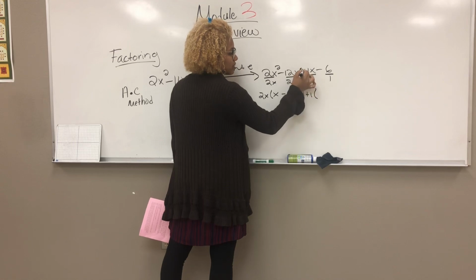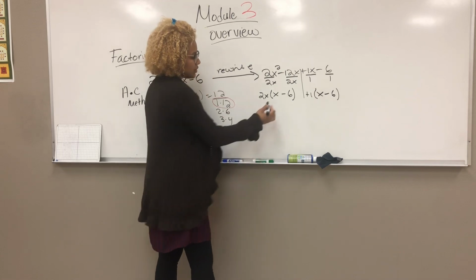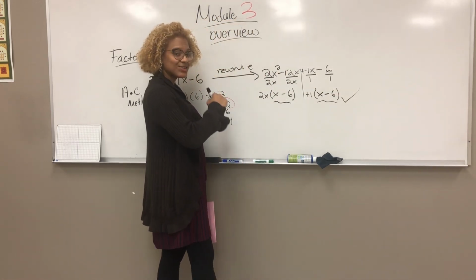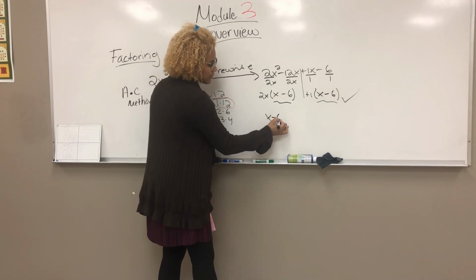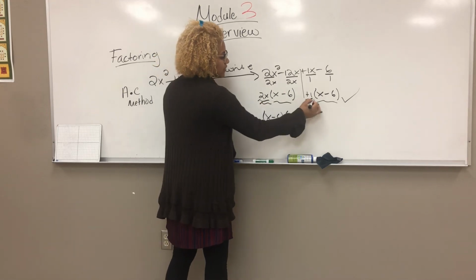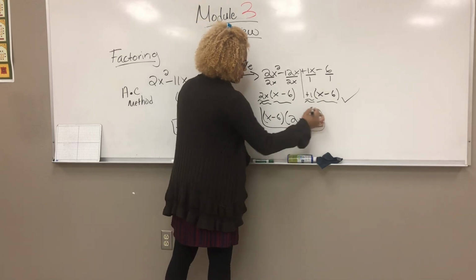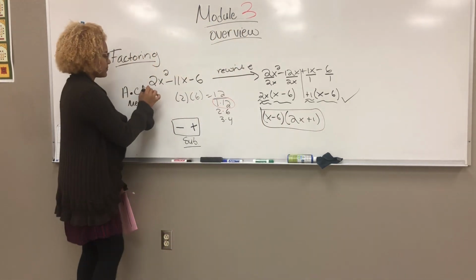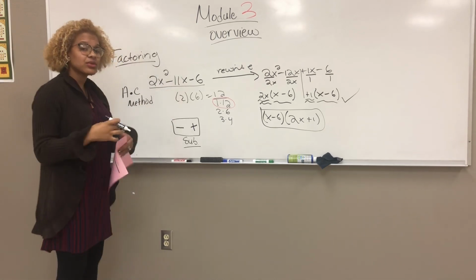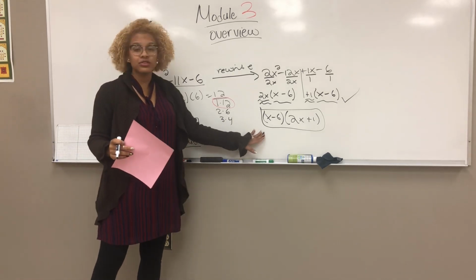Make sure you always bring this sign down. So I'm left with x minus 6. You notice that this and this are the same? That means you're doing it right. Yay to you. So you're going to go ahead and bring that down. And then you're left with 2x plus 1. And these are the factors of this. Okay? You took this trinomial and you factored it into its binomials, into its factors, sorry. And these are its factors.